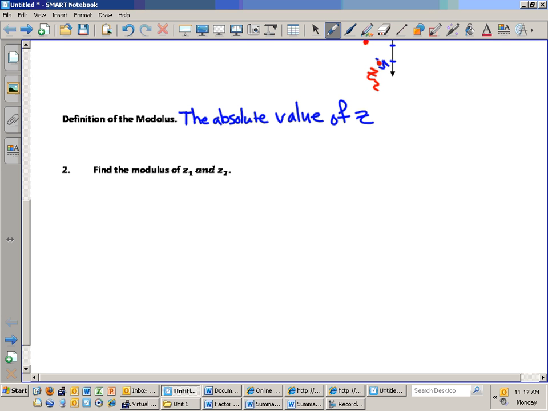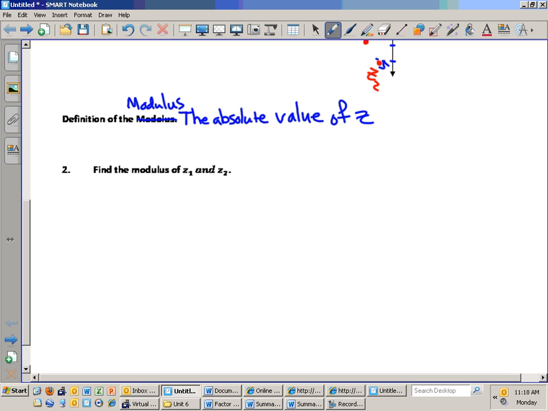Modulus. It's with a U. Modulus. Thank you, Nathan Ragulin. The absolute value of z.